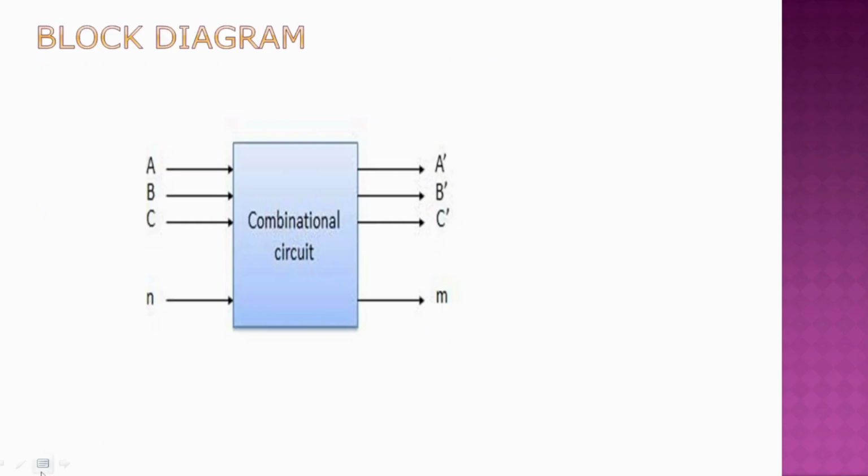This is the basic diagram of a combinational circuit. If we provide n inputs, it provides an output for two or more inputs.